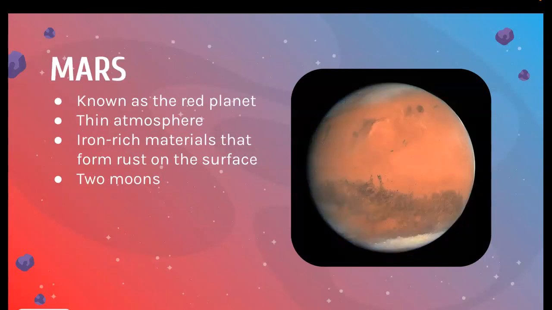Finally, we have Mars. Mars is also known as the red planet. It has a thin atmosphere. It has iron-rich materials that form rust on the surface, which gives it that rusty red color, and it has 2 moons. So those are the 4 inner planets that are similar in size to each other. Some have moons, some do not, but those are the 4 inner planets closest to the sun.